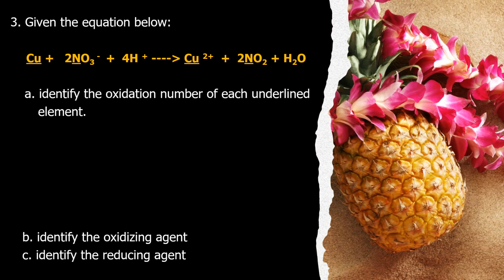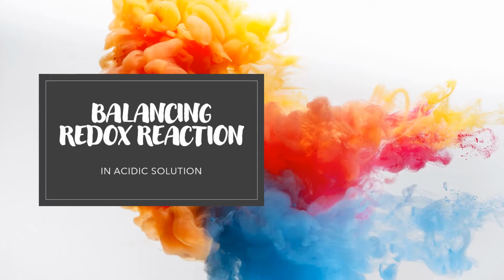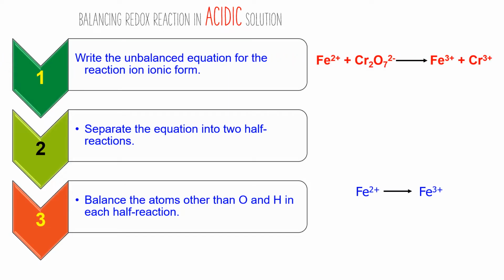And also the third question, the third problem: given the equation below, also same, you need to find out the oxidation number for each underlined element and identify the oxidizing agent and also the reducing agent. And then the last part in this chapter is balancing redox reaction in acidic solution. So these are the steps involved for balancing redox reaction in acidic solution.